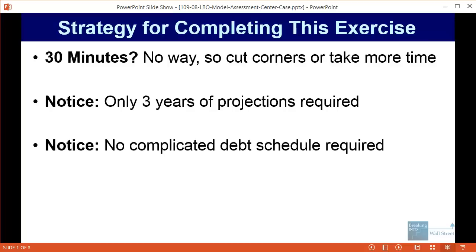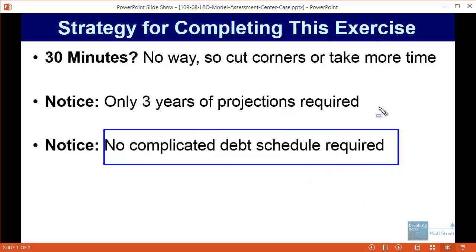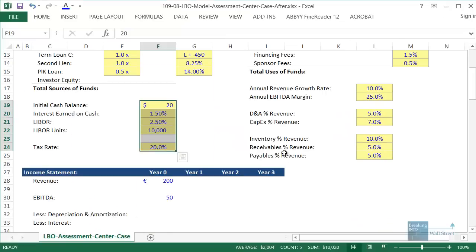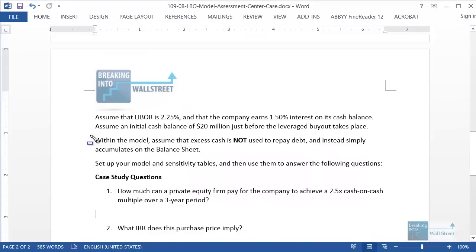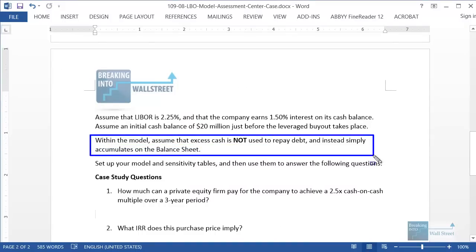If you really sit back and think about it, you can also figure out that we're not going to need to create a very complicated debt schedule, because, going back to the Word document here, look at what they're telling us. Within the model, assume that excess cash is not used to repay debt and instead simply accumulates on the balance sheet. Now, the reason the debt schedule usually gets complicated is when you have optional debt repayments, and the company can repay some of the debt but not all of it with its excess cash flow. If you don't have that option, it makes your life a whole lot easier.